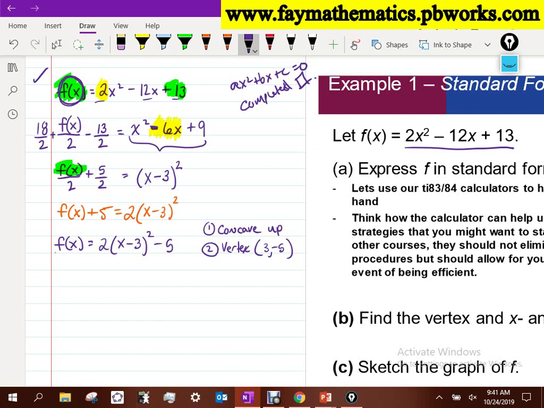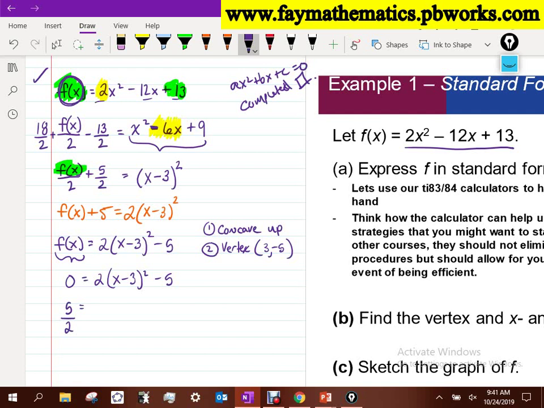Let's find the x-intercepts by making this thing go to 0. The way this is set up, after we've completed the square, it creates the ability for you to use the square root method to solve for x. What would I do first if I want to isolate x here? Add 5 to both sides. Then what would you do? Divide by 2.